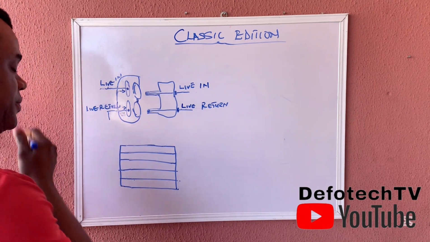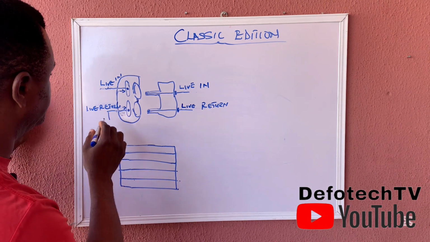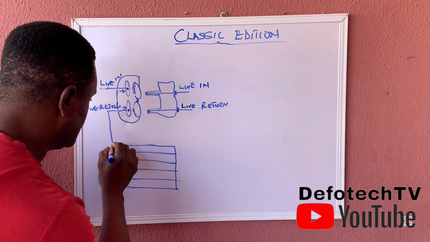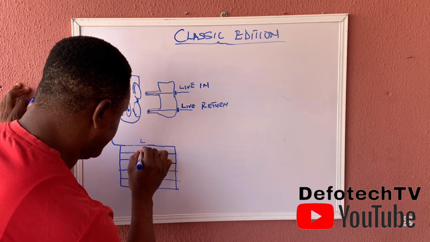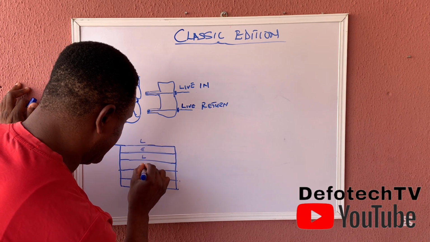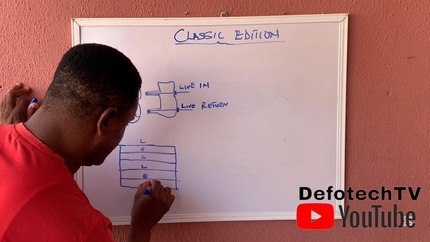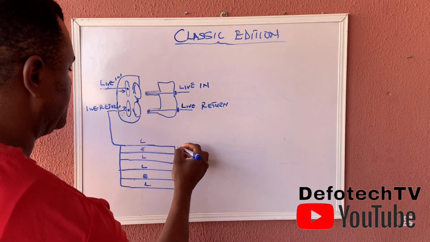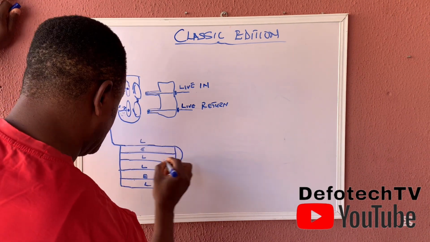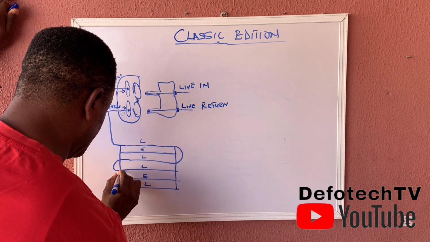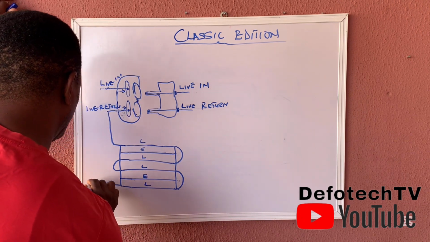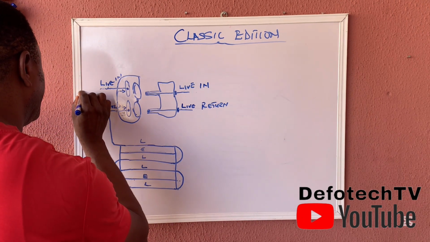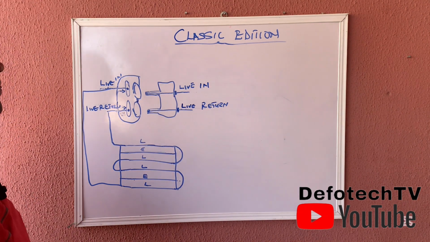Okay. Let's assume these are fence lines. Say this one is here. Let's say live, F, live, live, F, live. Then we have this to this live, this one to this line, and this to this. Then this goes all the way to this.